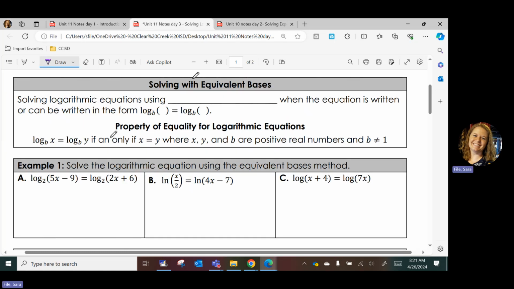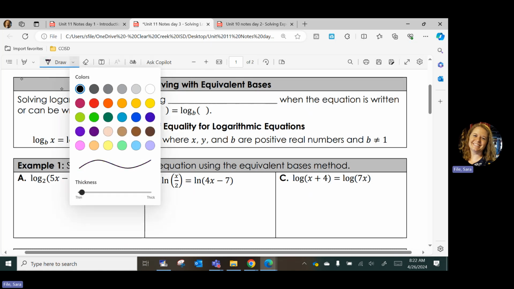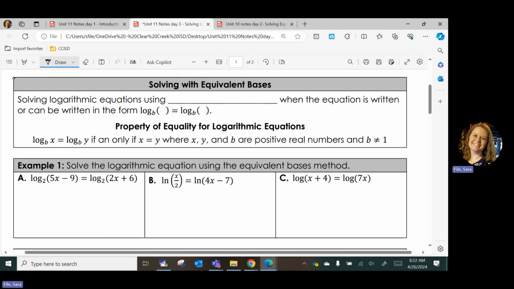Okay, that was the same concept that we're looking at here with logs. This is saying if you have a log with the same base on both the left and right-hand side, that what you are taking the log of must be equivalent. Okay, this is our one-to-one property. It was the one-to-one property of exponentials. Now it's the one-to-one property of logs. Okay, so I'm going to write that here. I'm going to say this is using the one-to-one property.